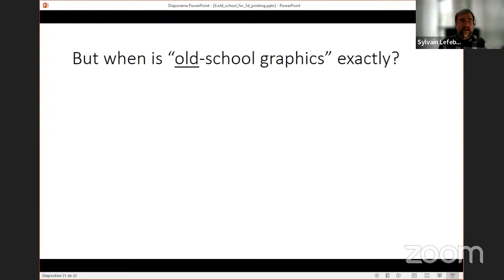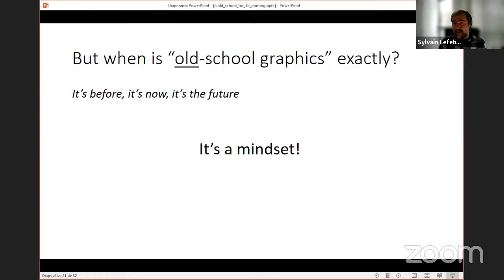All right, so for the end of my presentation, I would like to come back to this notion of old school computer graphics and what I understand by this, what it means to me. When I say old school, there's old here, right? And so when is old enough, for instance, what is a new technique and an old technique? In fact, it doesn't really matter to me. When I say old school graphics, I don't really refer to a period of time. To me, it's a mindset. It's a way of approaching problems.